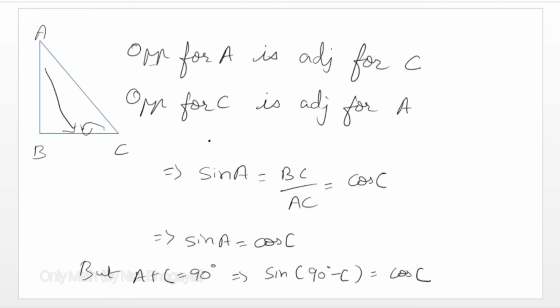So if you are going to find the value of sine A, what will it be? BC over AC, because BC is its opposite side and AC is the hypotenuse. And in the same way, if you are going to find cos C, then adjacent over hypotenuse will be BC over AC. So you can write sine A equal to cos C. But you also know angle A plus angle C is 90 degrees. So instead of A, can I write 90 minus C? Yes, I can. So I will write sine of 90 minus C equals cos C. That's from where I will pick this relation.